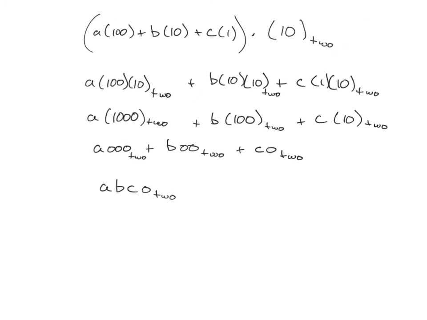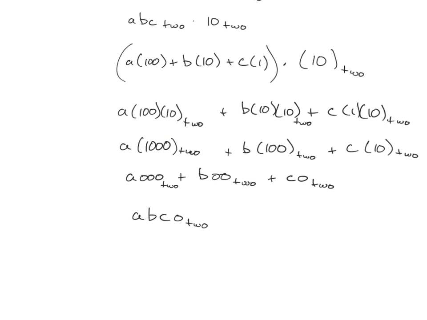So what happened in this particular problem is that when I multiplied A, B, C in base 2 times 10 in base 2, it resulted in just putting a 0 on the end of A, B, C and then writing down the answer. And that's it.